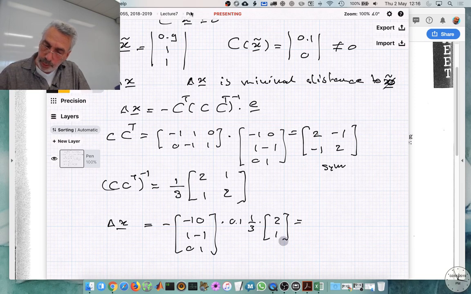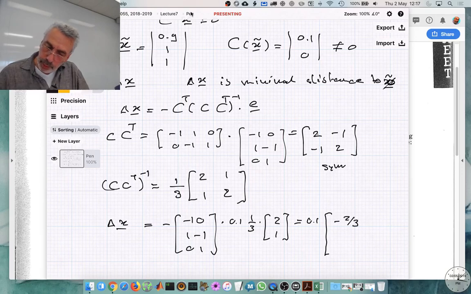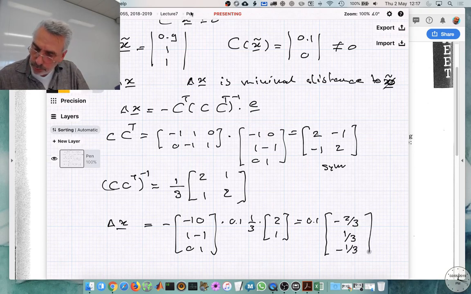Okay. Then what is the answer? So we have to multiply this with this, and that's minus 2. So that's 0.1 times minus 2 over 3. And then the second one is 1 over 3. And then the last one is minus 1 over 3. And you may remember from the quiz, this is the shortest distance for the thing.